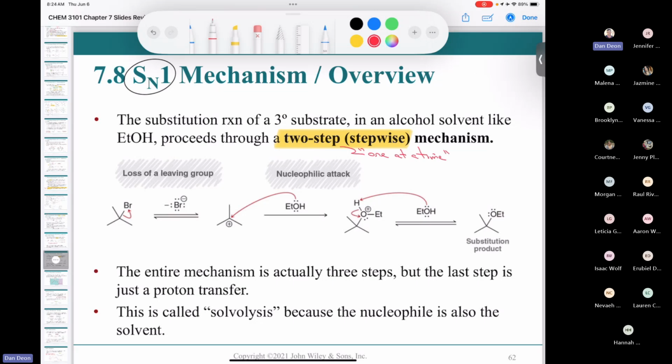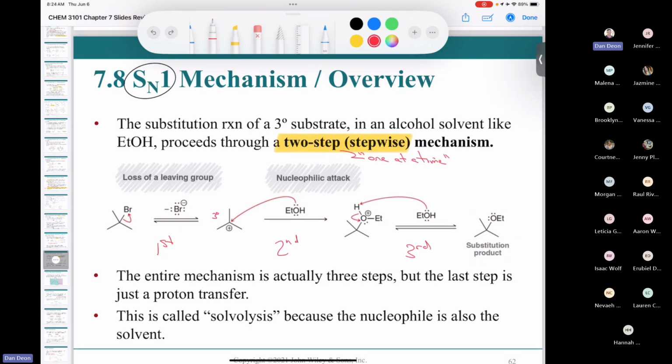First, you have the first step, then you have the second step. So step one is going to be just your loss of leaving group. The bromine just spontaneously leaves as a bromide. Again, this can occur because you end up with a stable carbocation. The second step is going to be the nucleophilic attack. And if you're looking at it and go, whoa, Mr. Dion, there's a third step. Well, yes, sometimes there is, okay? And in this case, there has to be, where the ethanol comes along and it behaves as a base and it abstracts this proton to make this compound neutral again. So we end up with our substitution product. And so again, even though it's actually three steps, the last step is just a proton transfer.